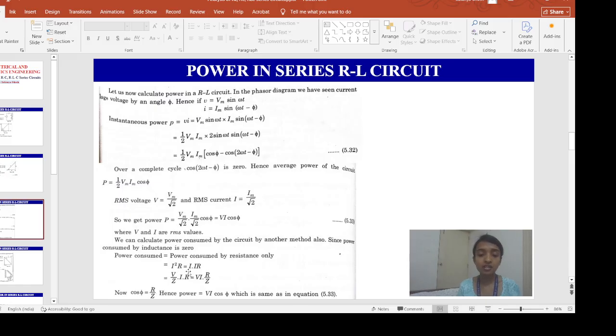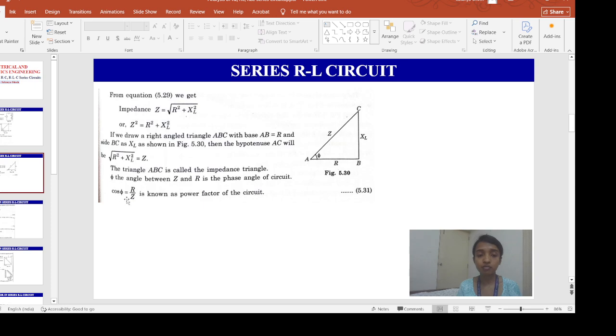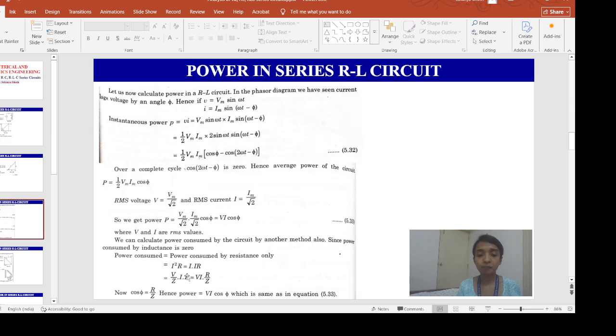We can write it as I into IR. I means V by Z, multiplied by IR, so VI into R by Z. R by Z is nothing but cos phi, which is the power factor of the circuit. So we can write cos phi equals R by Z, and so it is VI cos phi. Okay.